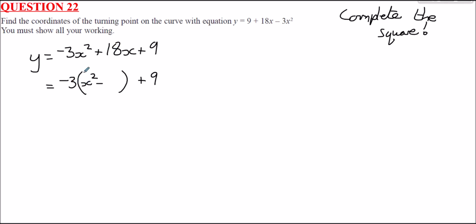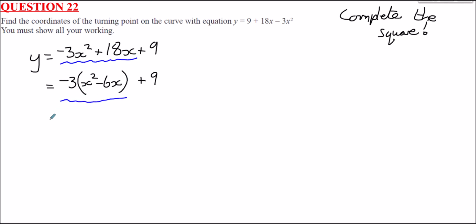And to go from 3 to 18, I need to multiply by 6. So my number needs to be minus 6. Because minus 3 times minus 6 gives me the 18, and that works. However, it's not just 18, it's 18x. So that needs to be minus 6x. So the first step is to go from this bit to that bit.